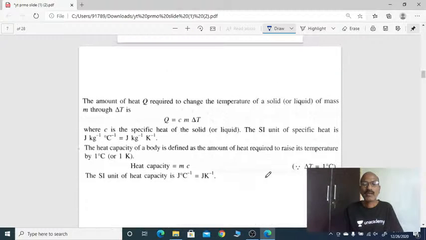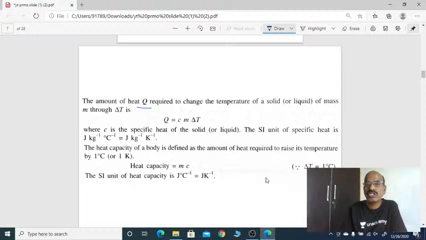Now we all know that the quantity of heat required to change the temperature of a solid of mass m is directly proportional to mass. More mass, more heat we need to supply. The quantity of heat supplied is directly proportional to rise in temperature. If we raise the heat, more temperature will rise. So heat is the cause, temperature is the effect.